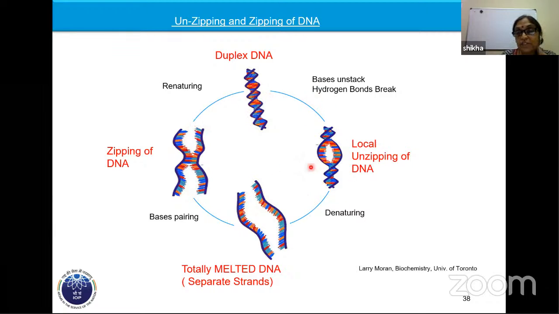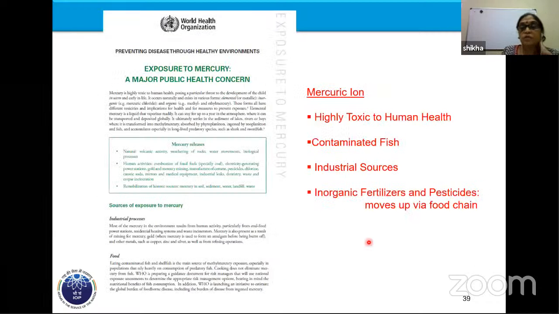So in our studies, you will see some kind of local unzipping of DNA taking place, and material gets embedded in between these 2 strands. What we have studied is the interaction of mercuric ion with DNA. And why mercuric ion? Because mercury ion is very toxic to human health, and it is present in contaminated fish and industrial sources. Also, this is a study by the World Health Organization regarding exposure to mercury.